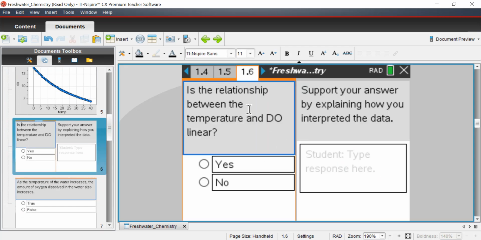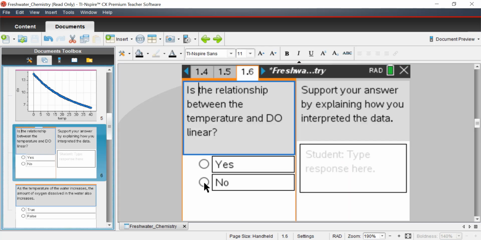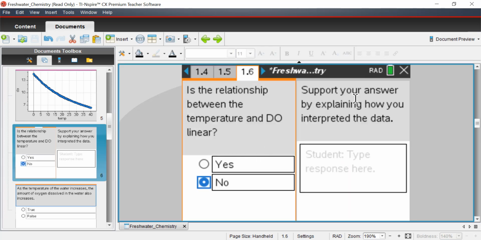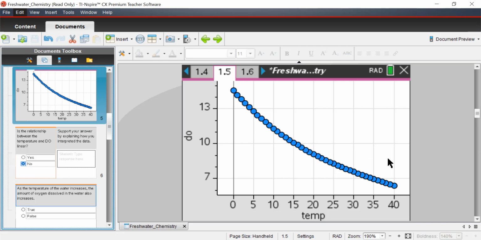Is the relationship between temperature and dissolved oxygen linear? Well, that means that the graph would have a straight line from here to here. Now you can see, I'm sure, there's a subtle curve in the data, in the graph, and so we're going to go ahead and say no, it is not linear. Support your answer by explaining how you interpreted the data. Okay, so let's go take a look back at the graph and see what we see here.